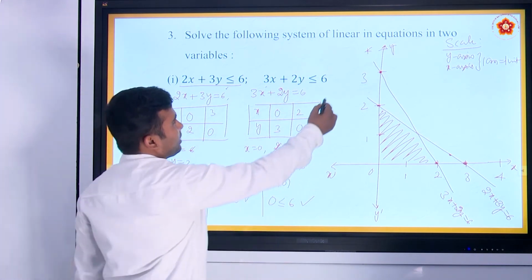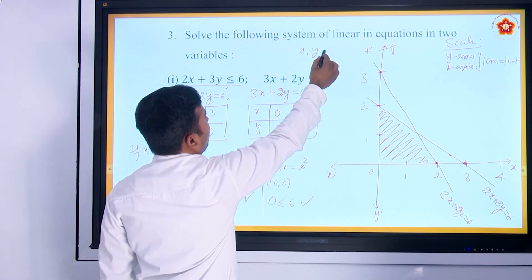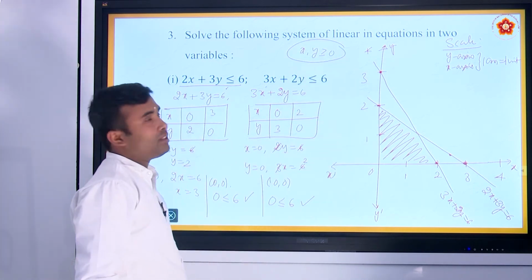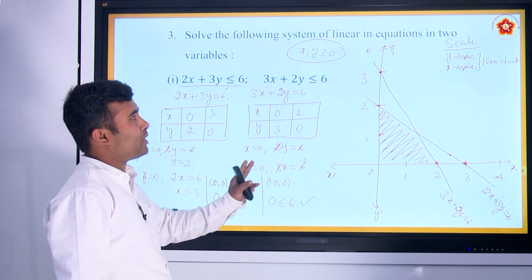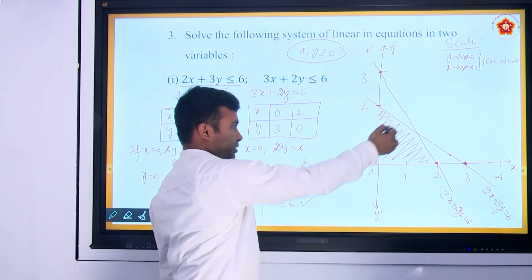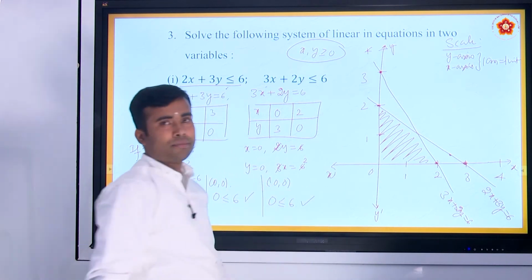So here you may take x and y as positive. Then this much is the solution region. If that condition is not given for x comma y, the solution region will be this entire thing. Okay.